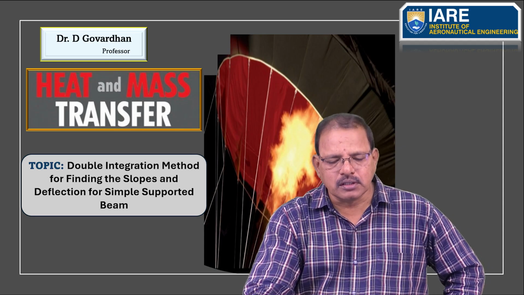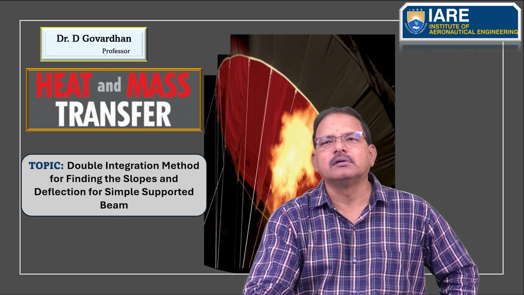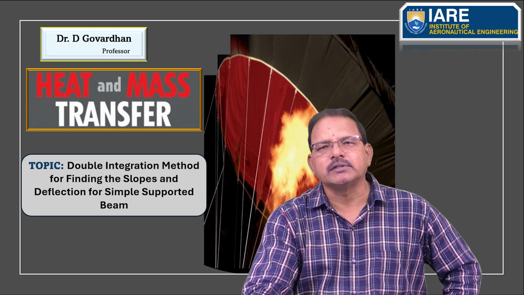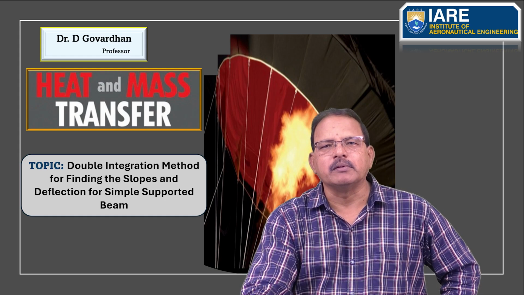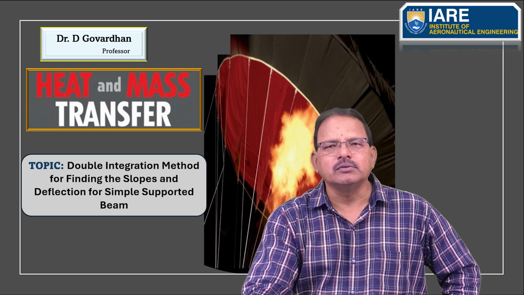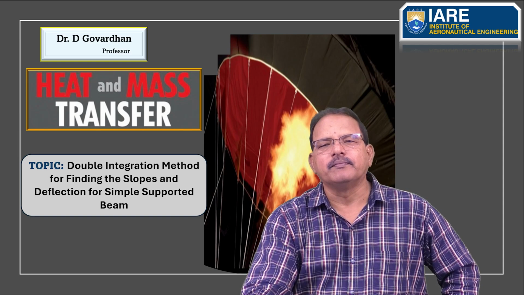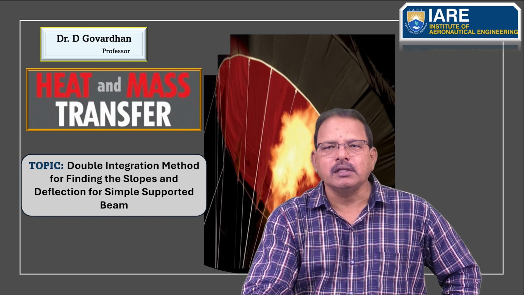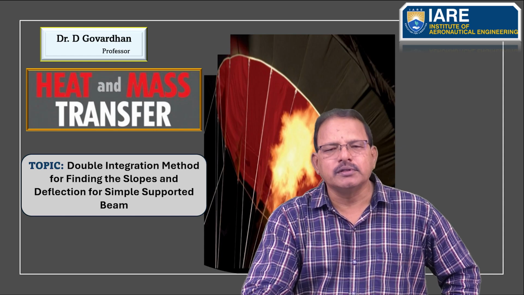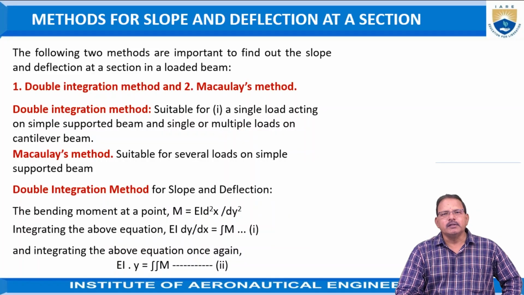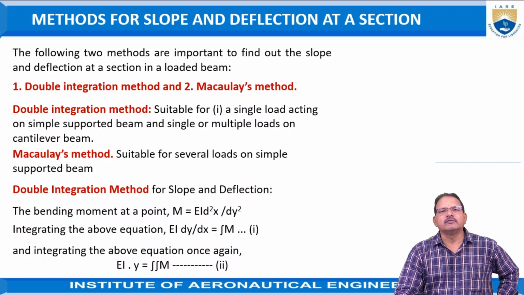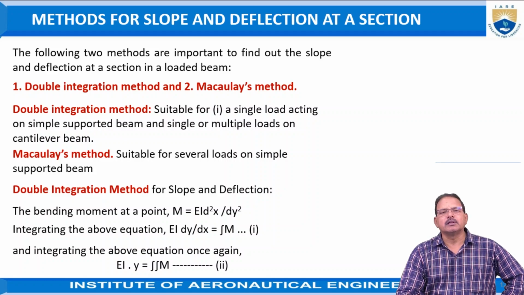Today we are discussing the double integration method for finding the slope as well as the deflection of a simply supported beam when it is subjected to a point load at its center as well as eccentric. In order to find the slope as well as the deflection of beams, two methods are applicable. One is the double integration method. The second one is Macaulay's method.